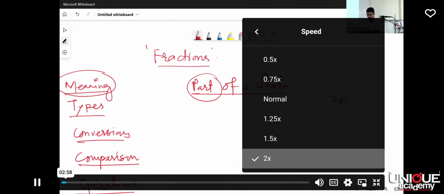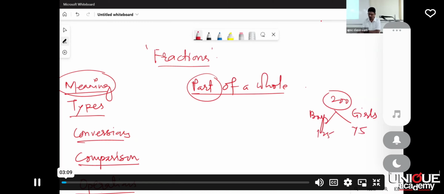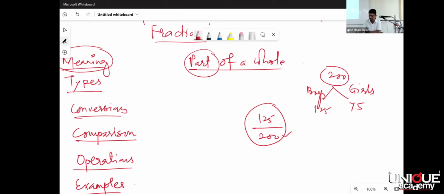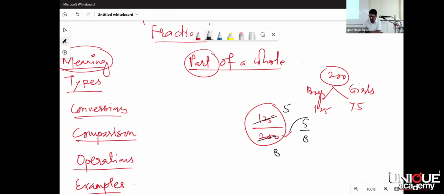Out of these 200 students, if boys are 125, then obviously girls are the remaining 75. So suppose you are asked what fraction of total students are boys. That means total students are to be written in the denominator, in numerator denominator form. So 200 in total, how many are boys? 125 are boys. So that is a fraction representing boys out of the total students. To the lowest terms, it is 5 upon 8 when divided by 25 each. So 5 by 8 is a fraction representing the number of boys out of the total students in a class. Obviously the remaining are girls.